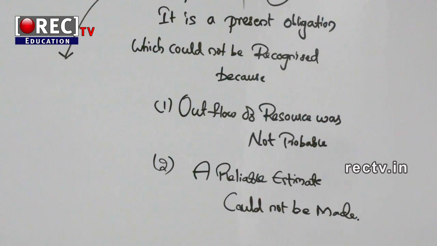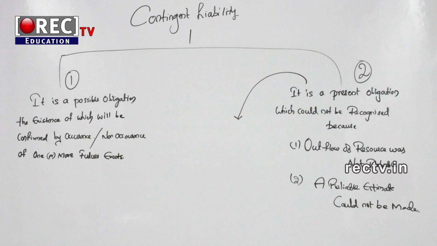Because of this reason we call it a contingent liability, and we can't estimate the amount which is going to be paid. For these two reasons we call it a contingent liability. Now on the second part, let us see some examples. Not only the second part, it also includes the first part.